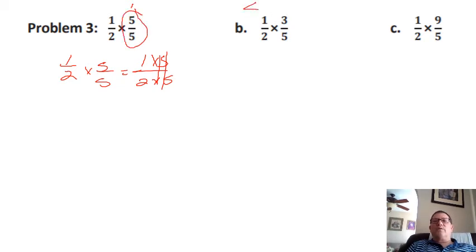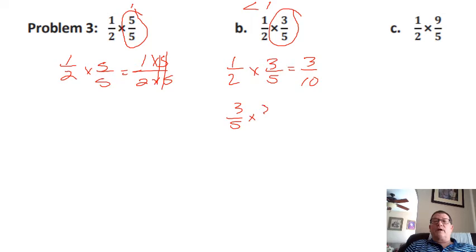Now, once again, we're going with less than 1. So 1/2 times 3/5. That means our product should be less than 3/5. I can see there's nothing common on top and bottom, so I'm just going to multiply it out. 1 times 3 is 3. 2 times 5 is 10. Now, if I wanted to verify that, I could take 3/5 and turn it to tenths by multiplying by 2 over 2, and that gives me 6/10. So you can see that my product was less than the other factor, which was 3/5.